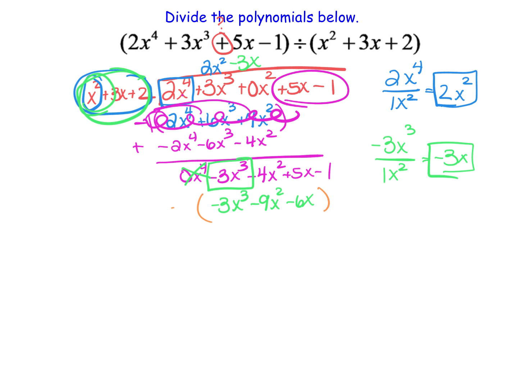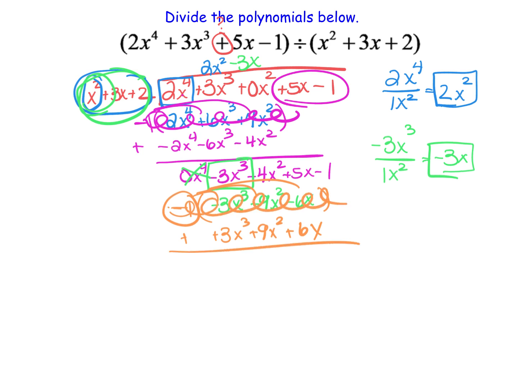Well, we're going to subtract that entire polynomial, which means I'm going to take my negative 1 and distribute it, and then add. So negative times a negative becomes a positive 3x cubed, a positive 9x squared, and a positive 6x. And then I can add, since I distributed that negative 1. So negative 3x cubed plus 3x cubed gives me 0x cubed, so those are gone. Negative 4x squared plus 9x squared gives me a positive 5x squared. Then positive 5x plus 6x gives me a positive 11x.